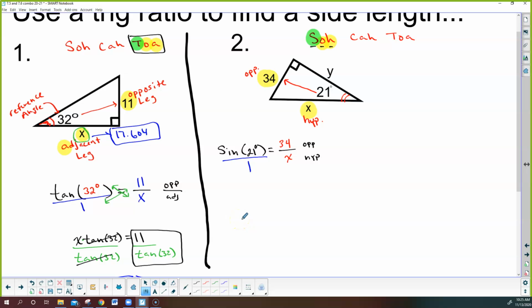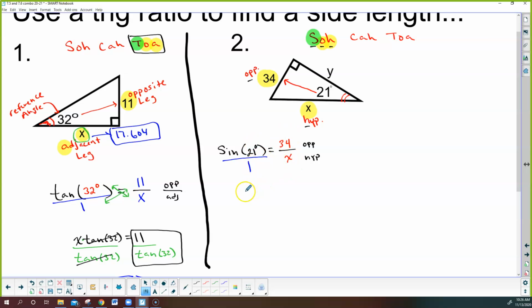I'm going to pause here. Any questions? Because if you can get here, I feel like everything else is just algebra. Okay. So just quick, we looked at 21, we saw we had the opposite, and I decided to solve for x first, so that's why I have the hypotenuse. So O and H, which is sine, is opposite over hypotenuse. Now we're going to cross multiply.